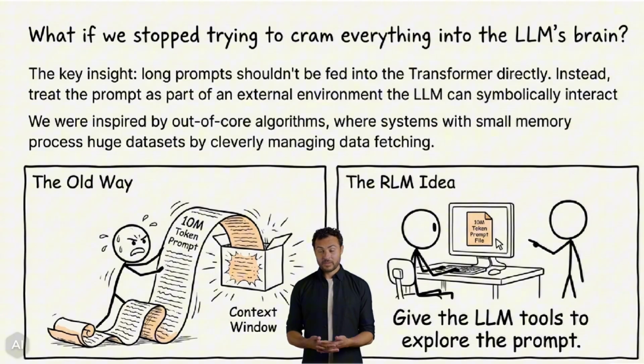What if, instead of cramming everything into an LLM's context window, we treated the prompt like an external environment the model can interact with? That's the key insight here. Long prompts don't need to be fed directly into the transformer all at once. Instead, the model should be able to symbolically access and navigate the information it needs when it needs it. This idea is inspired by out-of-core algorithms, systems with limited memory that still handle massive datasets by carefully fetching the right pieces at the right time. On the left is the old way, forcing a gigantic prompt into a fixed context window. On the right is the RLM approach. Give the LLM tools to explore the prompt rather than swallow it whole.